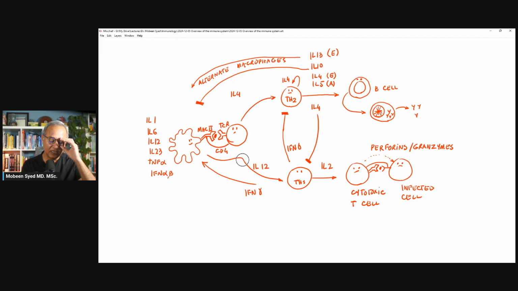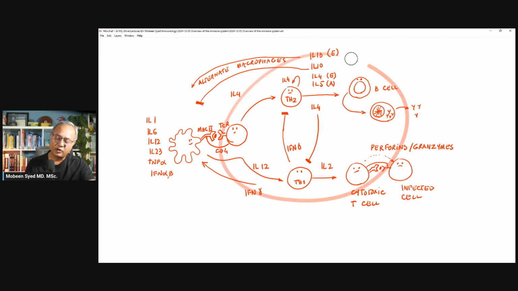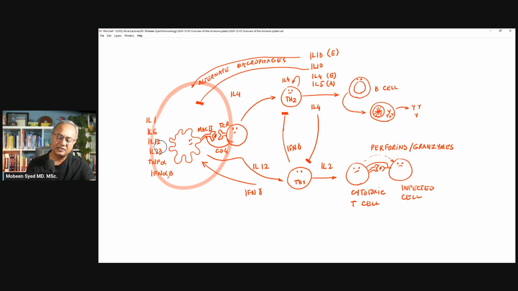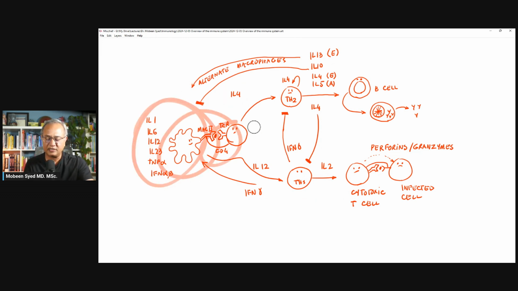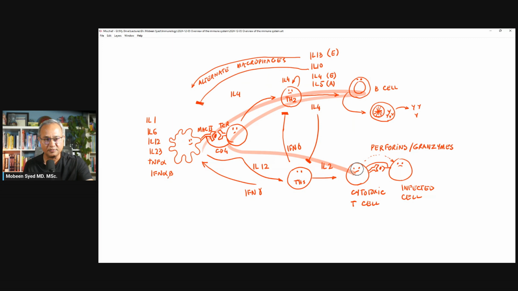type of pathogens. So as you can see here, the acquired arm has many interleukins that would actually affect the innate arm. And of course, innate arm has many interleukins that would affect the acquired arm. This is how these two arms work together. This is a brief, for 56 minutes, this is a brief overview of the immune system.